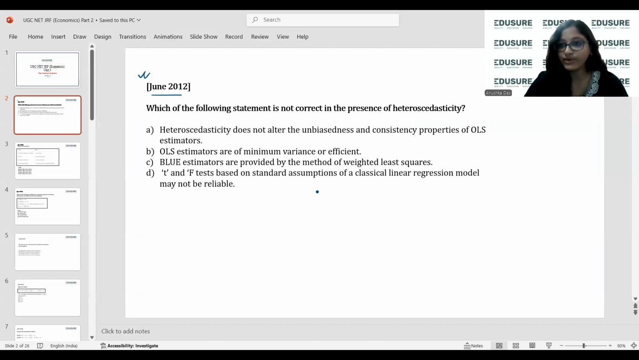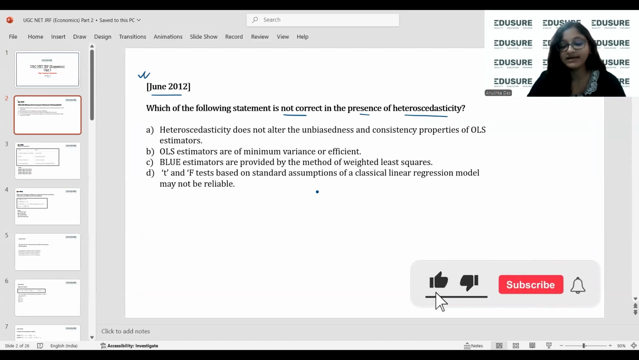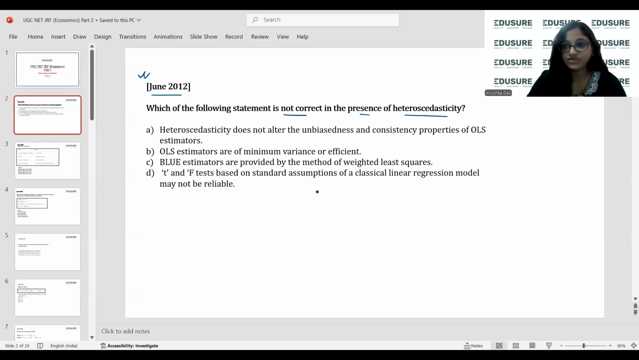This is a June 2012 paper. It says, which of the following statements is not correct in the presence of heteroscedasticity? So basically, in econometrics, what is important in your UGC NET is, firstly, to thoroughly go through the classical linear regression model and also understand in depth the different assumptions of those models, right? In the paid batch, we discuss those things in detail. See, in the classical linear regression model, there are a few assumptions which are very important. We will solve questions on that also.